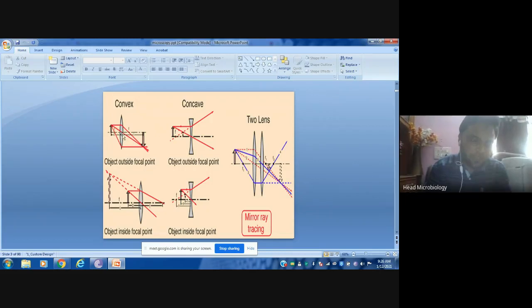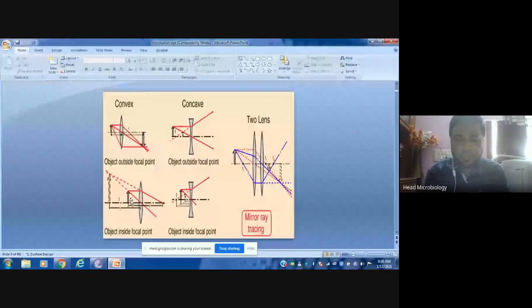In case of your objective piece, the object is kept beyond the focal point or focal length. So the image will be created, a magnified and inverted image on the other side. And this other side image, whatever image is created, works as an object to the eyepiece or ocular piece. And here we will be arranging the eyepiece such that this image will be within the focal point of the eyepiece. And this eyepiece will be further magnifying this object.